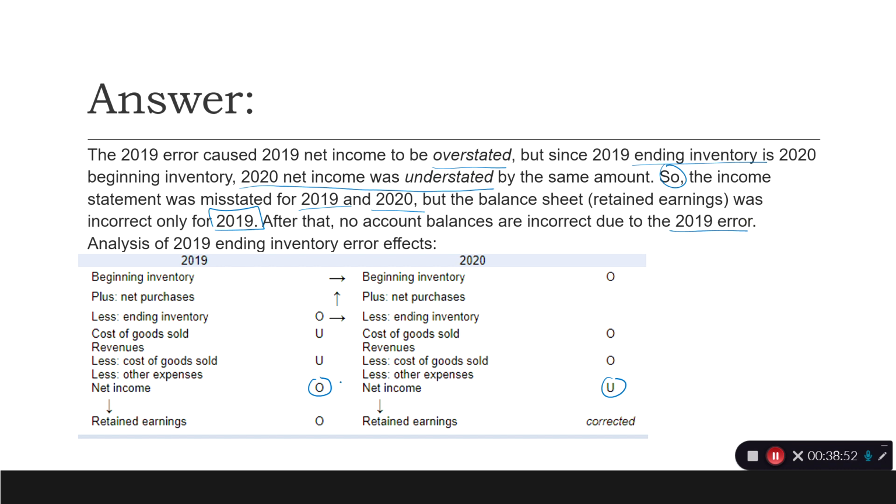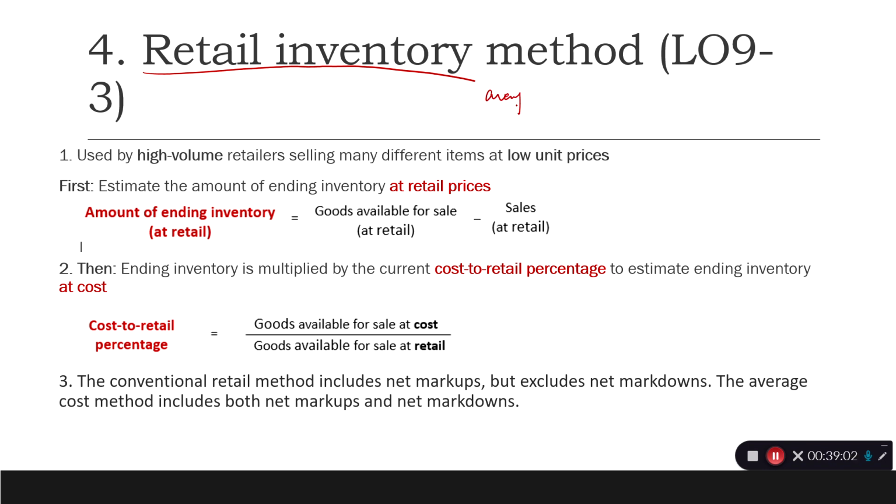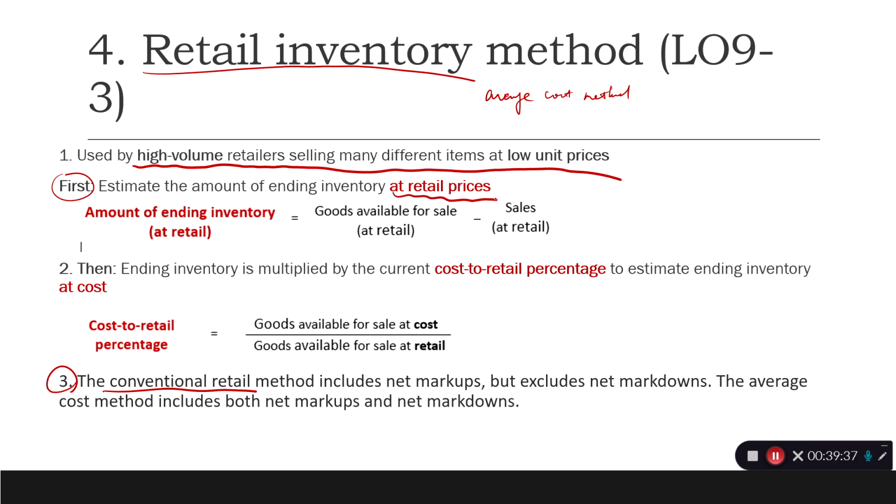Analysis as follows. Okay, so the last segment of knowledge is the retail inventory method, and I want you to know how to do the average cost method. I also want you to know the difference between the conventional retail method versus the average cost method. First of all, the retail method is always used by high volume retailers because they sell too many different items, and each item's cost is quite low. In order to do this, you first have to estimate the amount of ending inventory at retail prices. How do you do that?